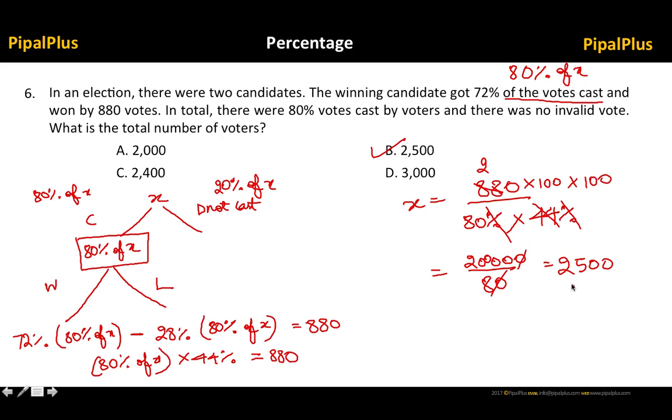So I started with 2,500 voters as X. Out of these, only 80%, which is 2,000 people, cast their vote and 500 did not cast their vote at all. Out of these 2,000, 72% of 2,000 voted for the winner and 28% of these 2,000 voted for the loser.